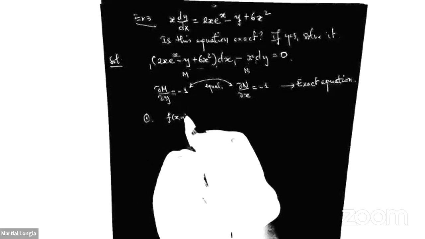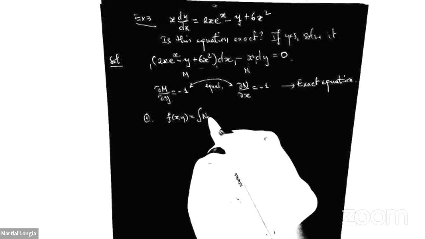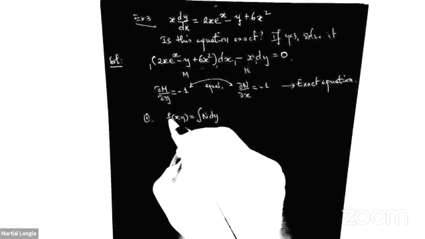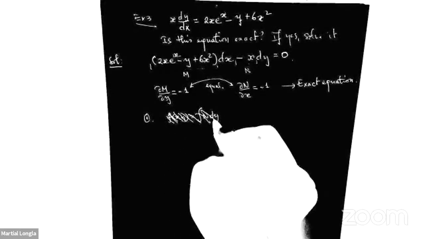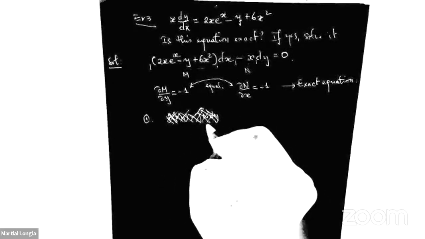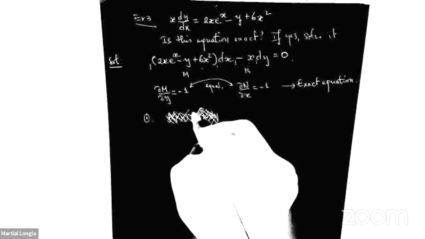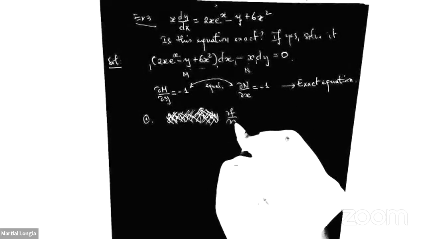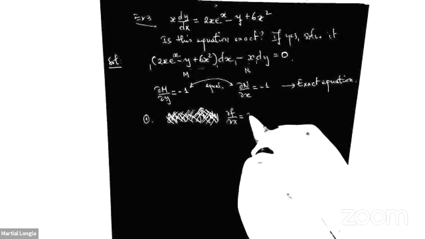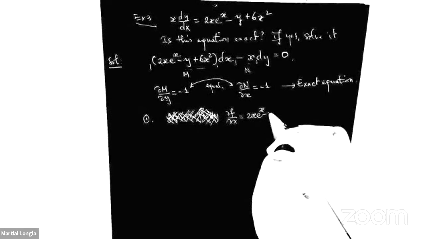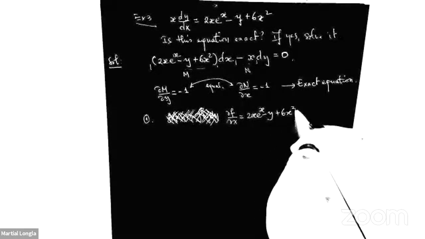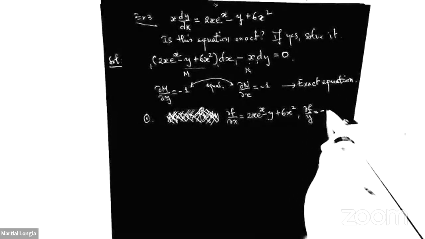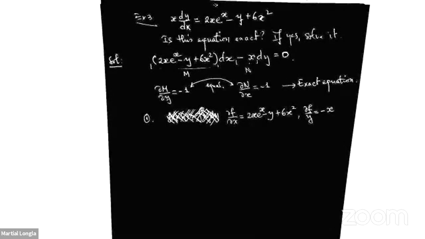F of xy equals integral of n dy. But of course, let me follow exactly the steps that I gave you earlier. I'm already skipping steps, right? Because whenever I'm happy, I start skipping steps. So we said derivative of f with respect to x is m. This is the first step: 2x e to the x minus y plus 6x squared. Derivative of f with respect to y is n. In this case, it's minus x.